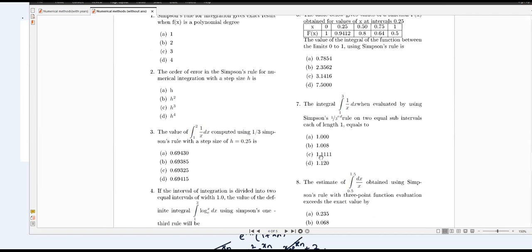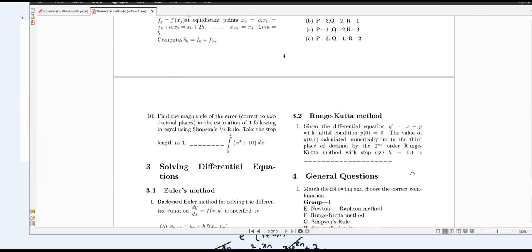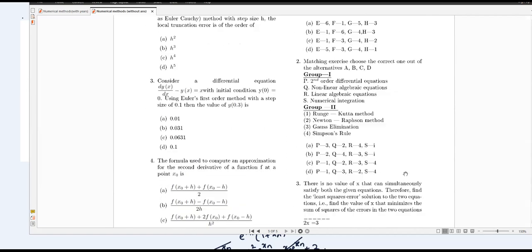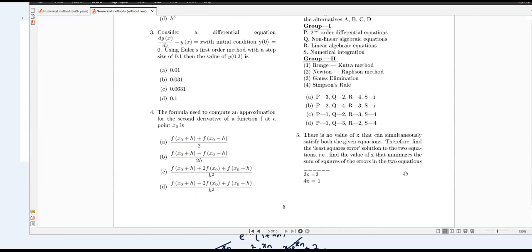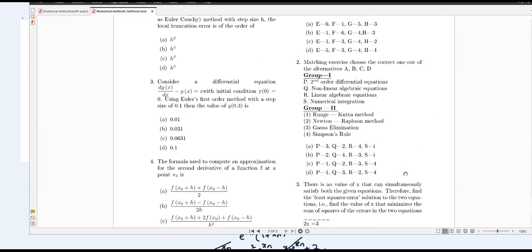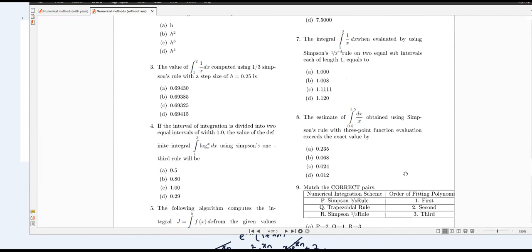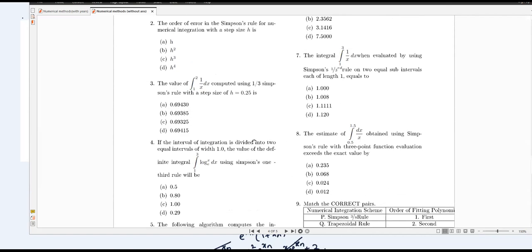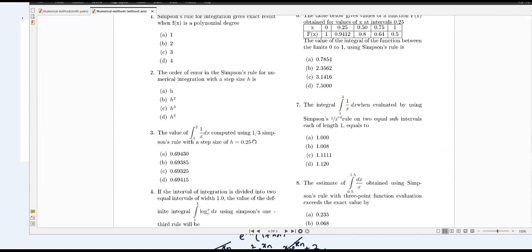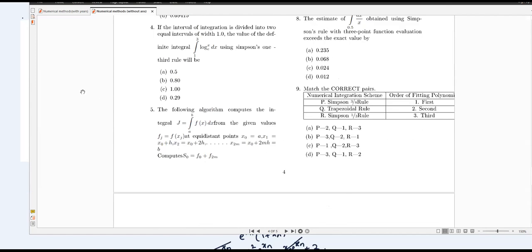So tomorrow we will do integrations and we'll go for differential equations. But Newton-Raphson you have to be thorough with. A definite question and they're asking, and integration is also an easy one. So we will do further questions.